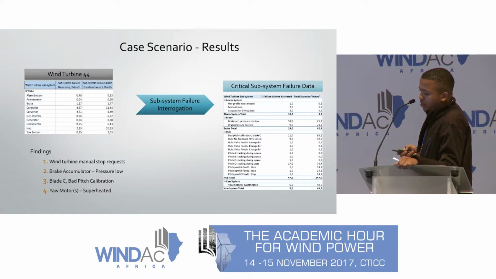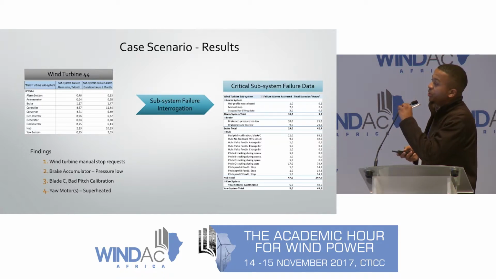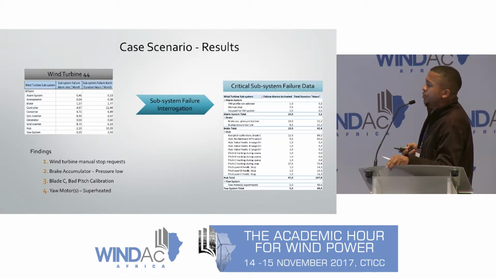Another thing that was also highlighted was the bad pitch calibration in blade C of the wind turbine, which occurred for longer durations than the wind turbine population mean, which occurred 12 times for about 88.2 hours.